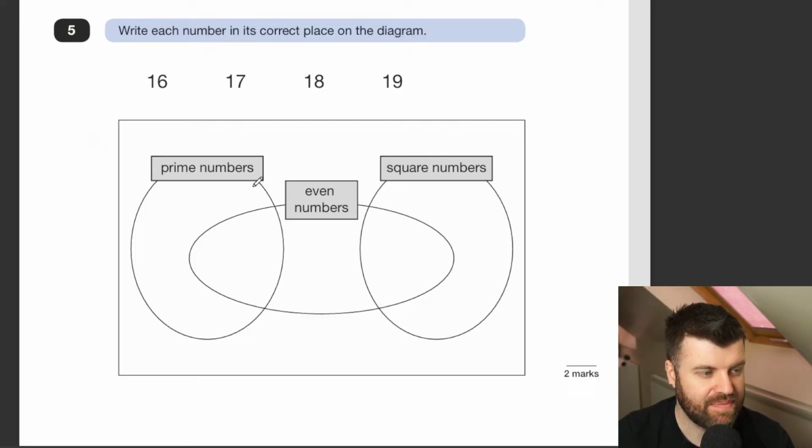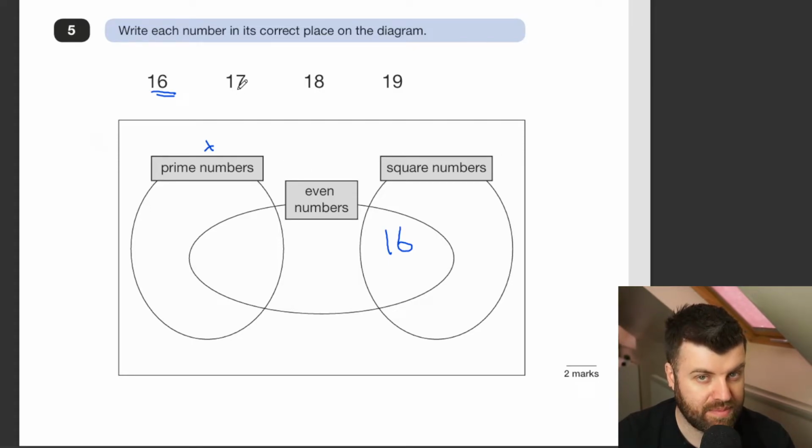Write each number in its correct place in the diagram. This is a Venn diagram. Prime numbers, even numbers, square numbers. So we're going to go through and check each number. 16. Is that a prime number? No, it has more than 2 factors. Is it an even number? Yes. And is it a square number? Yes, because 4 times 4 is 16. So it's not prime, but it is even and square. So 16 is going to have to go here where these two overlap.